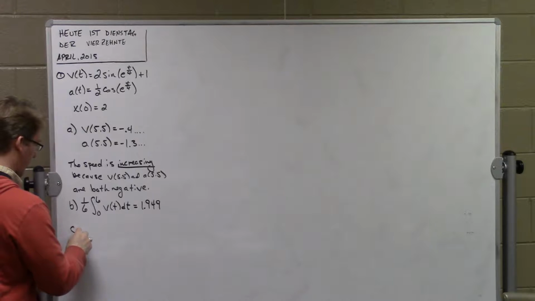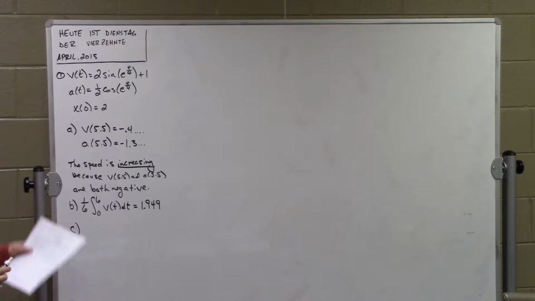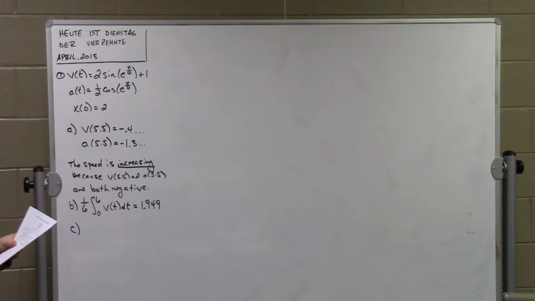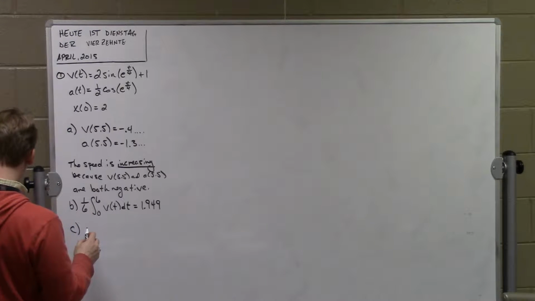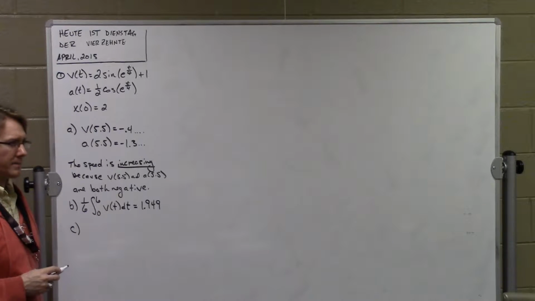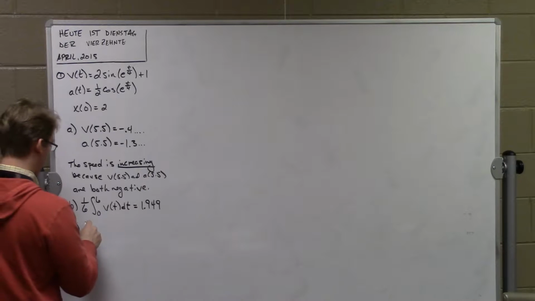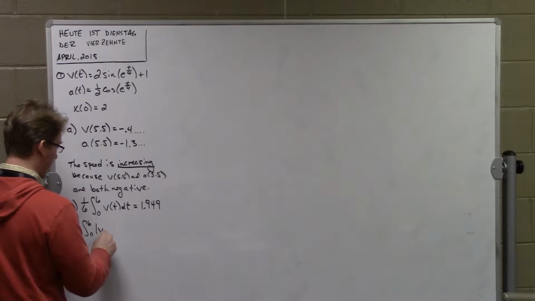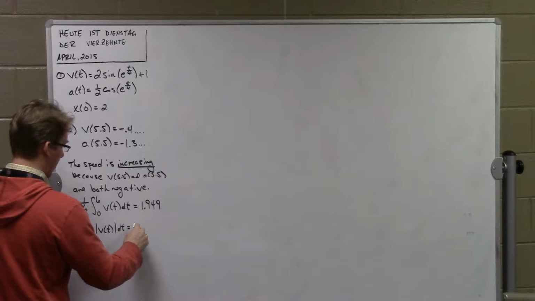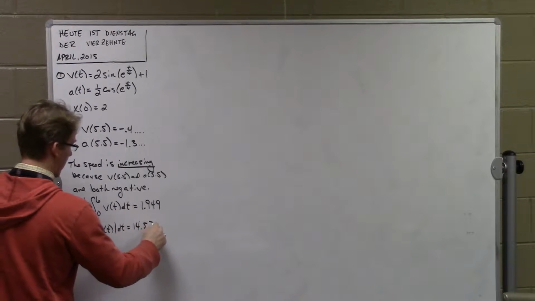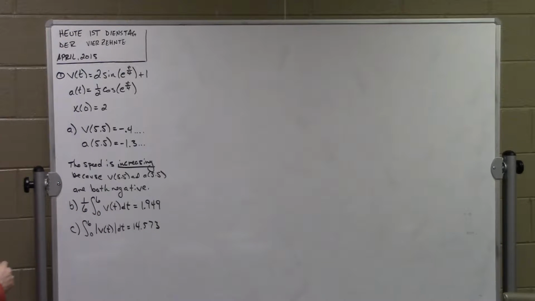C, we'll see this one. Find the total distance traveled. Anytime I see total distance, what do I do? Absolute value, please get that right. Total distance traveled, absolute value of what? Of velocity, very good. So we're going to go from 0 to 6 of the absolute value of velocity. You get a good 14.573. I think that's right.